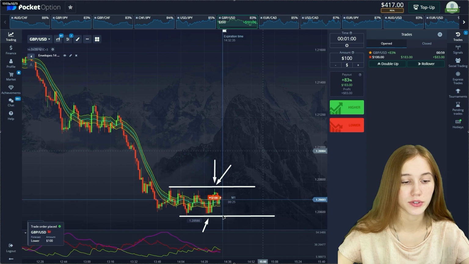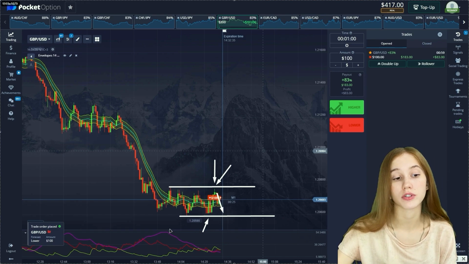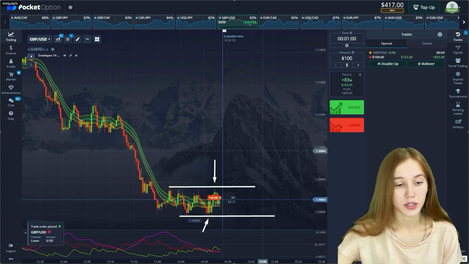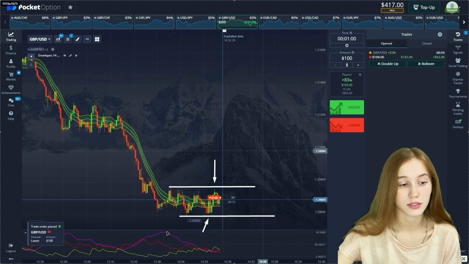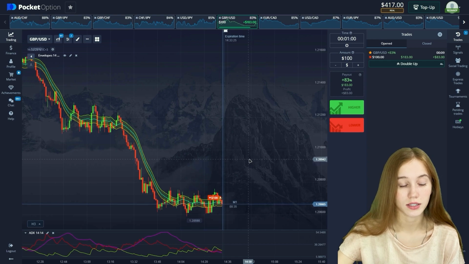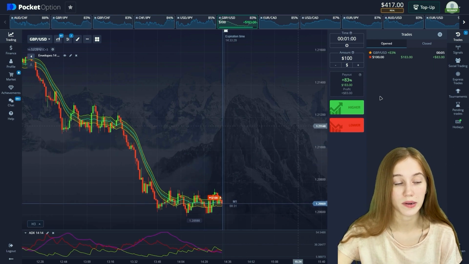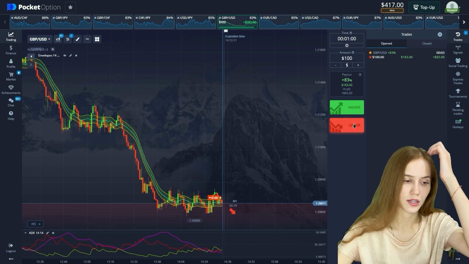We see our first indicator, boundaries. And the purple line shows that this line is decreasing. That's why we open down. And the seconds, 3 seconds left. And yeah, we're in the black. Profit is $183. And let's move on.